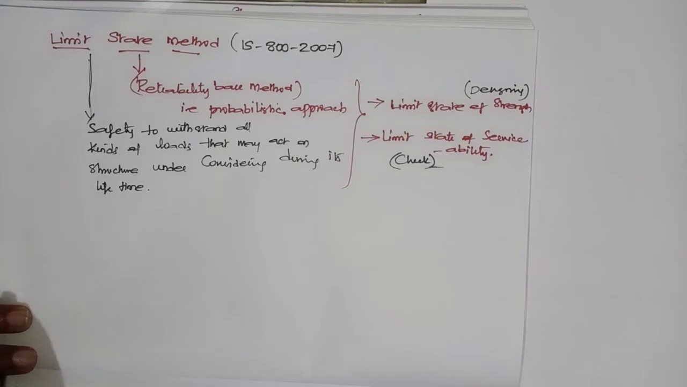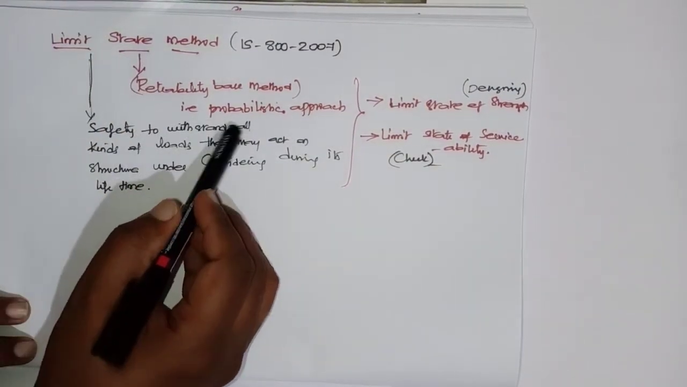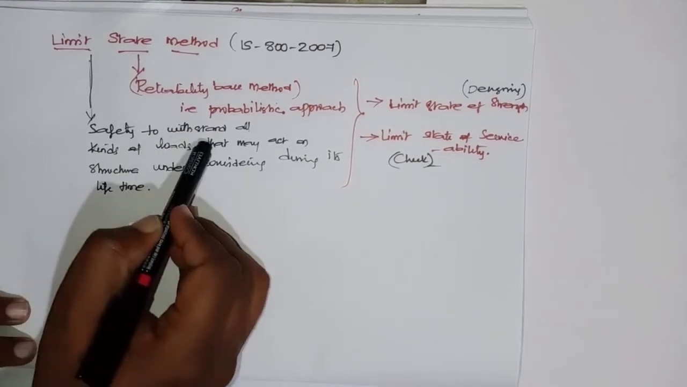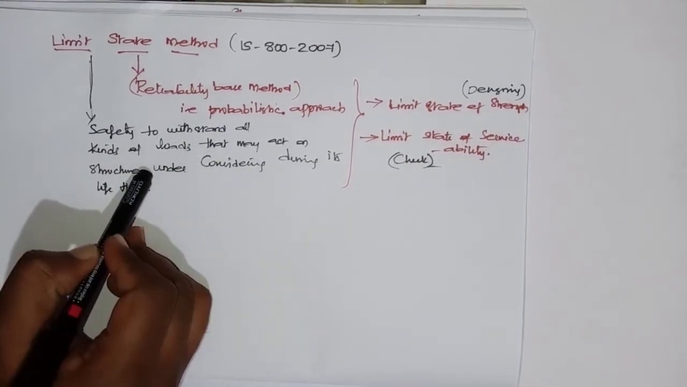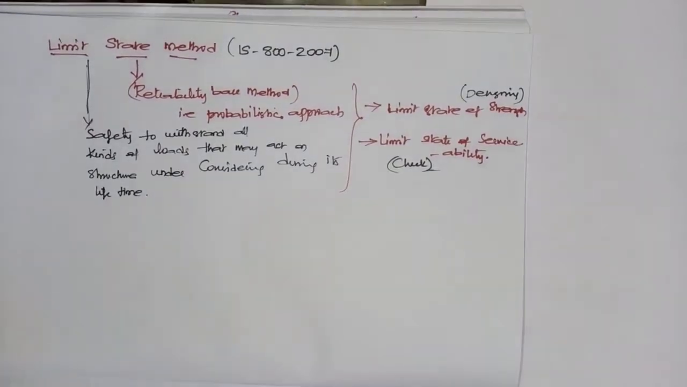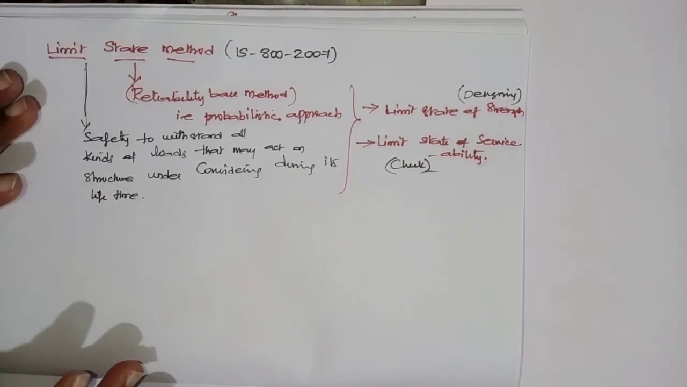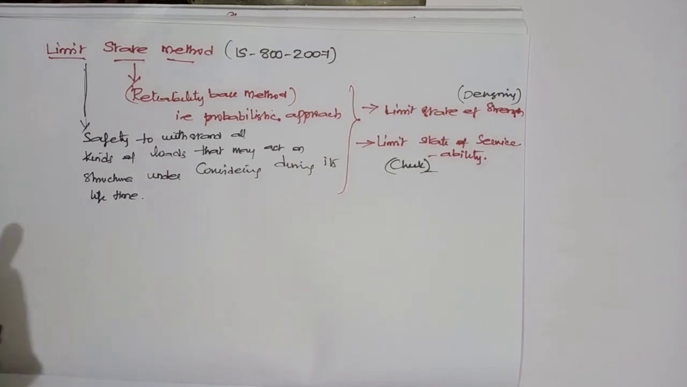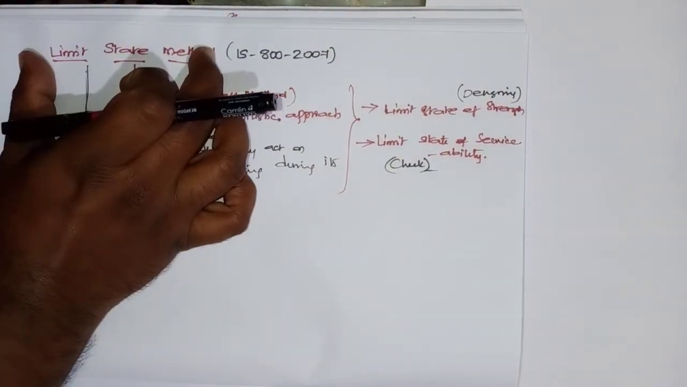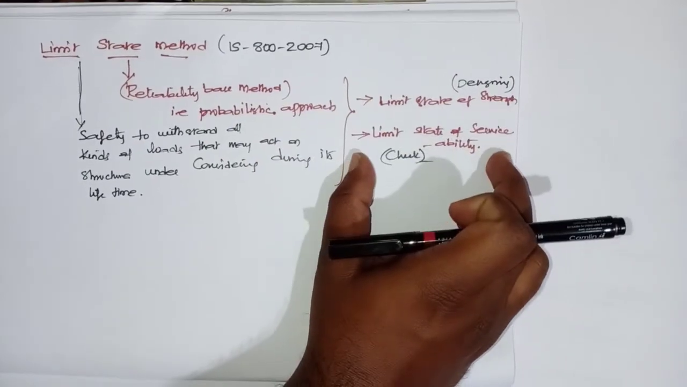Okay, so this method is very safe, to withstand all kinds of loads that may act on the structure during its lifetime. During its lifetime means any structure throughout its lifetime will withstand all the kinds of loads that we have considered. That is nothing but the limit state method. This limit state method has been categorized into the limit state of collapse, which is also known as strength, and the limit state of serviceability.